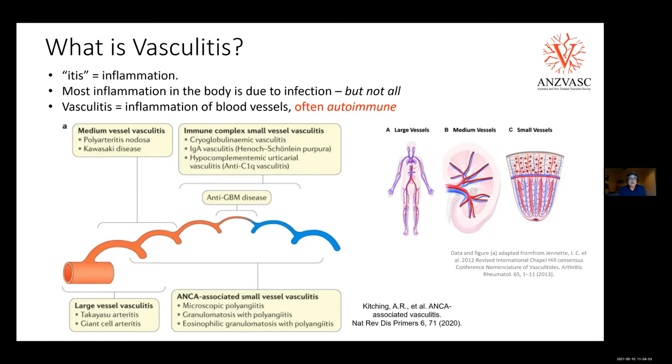And 10 years ago today, as luck may have it, a group of people met in Chapel Hill in North Carolina to revise the classification of vasculitis. And because we still don't know exactly what causes all these forms of vasculitis, a pragmatic and reasonable type of classification is on the basis of how big the blood vessels involved are.